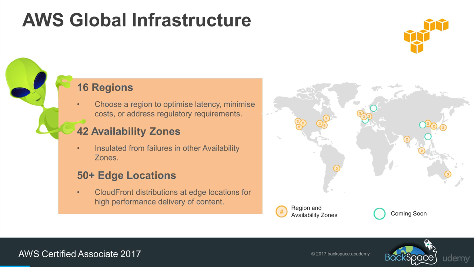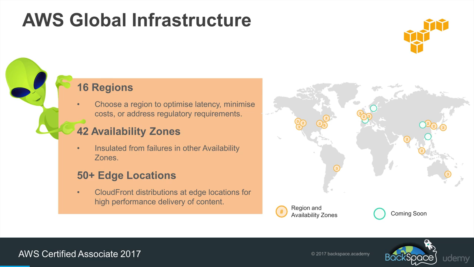All regions are divided up into availability zones. Some have more availability zones than others. For example, the US East regions have 3. And when we look at Mumbai, for example, that only has 2 availability zones. It's a smaller region and a newer region. So those availability zones within a region, they are insulated from failures in other availability zones. So what that does, it enables you to have very good high availability.